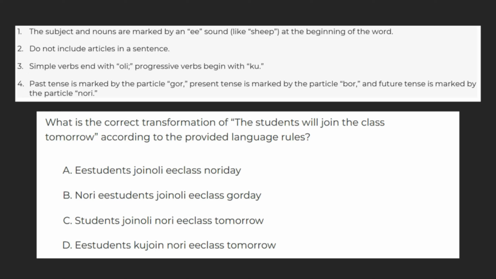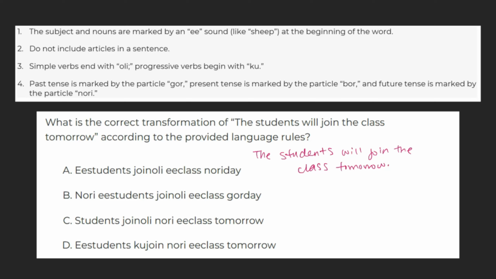What is the correct transformation of "the students will join the class tomorrow according to the provided language rules"? Let's take our phrase and, going through the rules one by one, make any necessary changes. We begin with our phrase, "the students will join the class tomorrow."